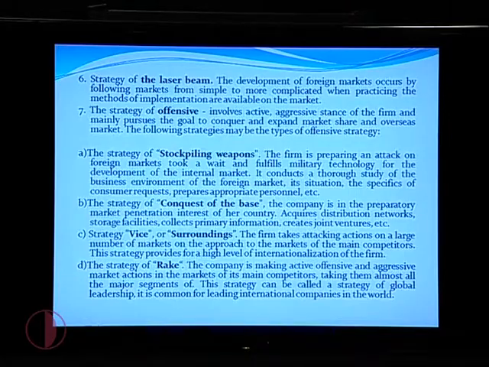Strategy C, or surroundings. The firm takes attacking actions on a large number of markets on the approach to the markets of the main competitors. But the problem is that this strategy provides for a high level of internationalization of the firm. And D is the strategy of rake. The company is making active offensive and aggressive market actions in the market of its main competitors, taking from them almost all the major segments. This strategy can be called a strategy of global leadership, and it is common for leading international companies in the world.